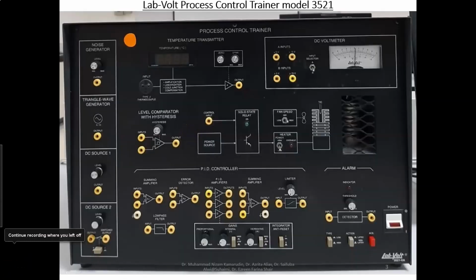This slide shows the front panel of Labvolt process control channel model 3521. In the first part of the video, I will emphasize the power supply configuration for the trainer. And in the trainer, we have a heater. You can see here we have a heater. As such, we have a heating element therein. From the block diagram, we notice that this is the power source to the heater.